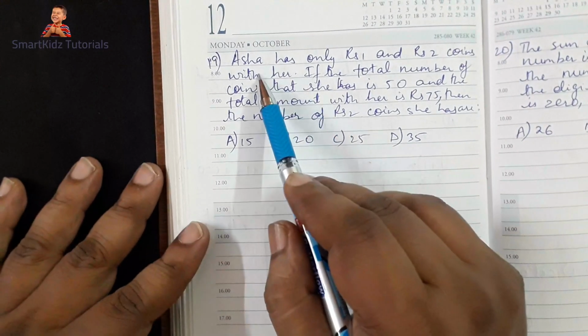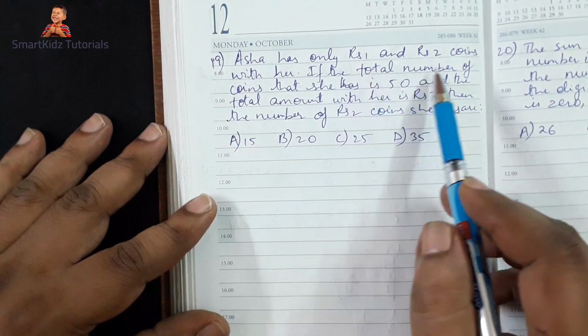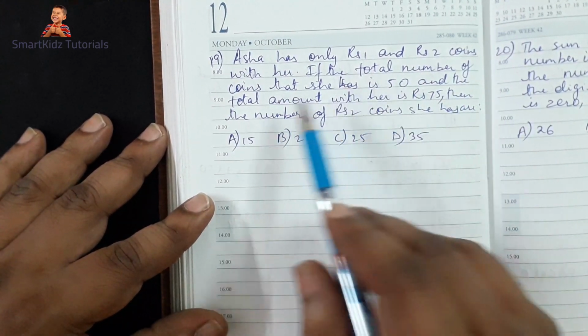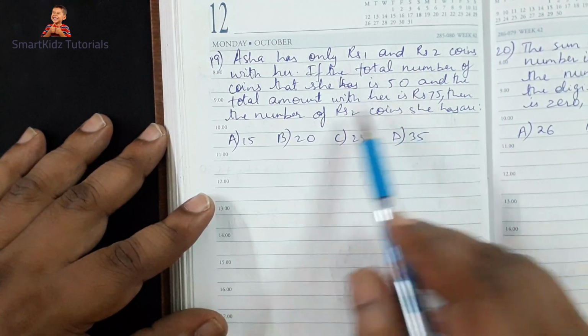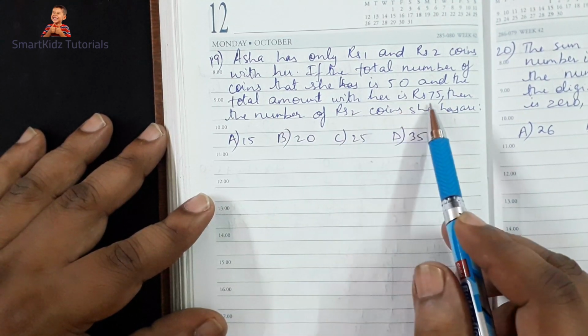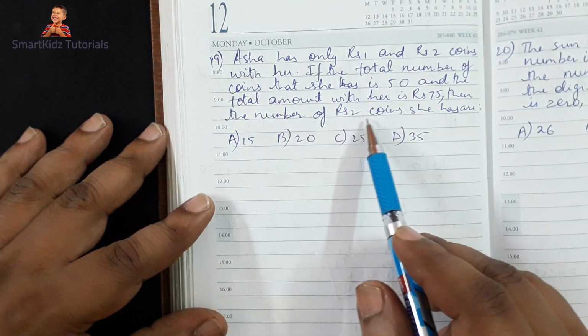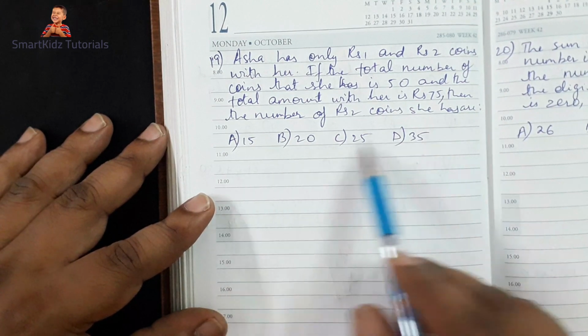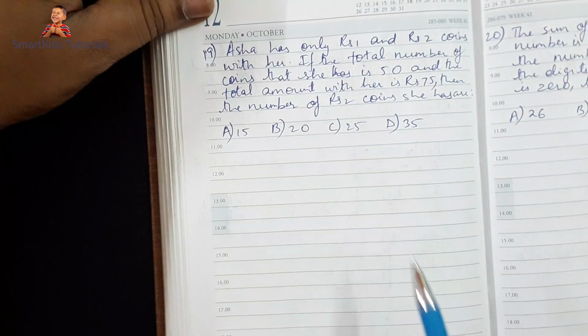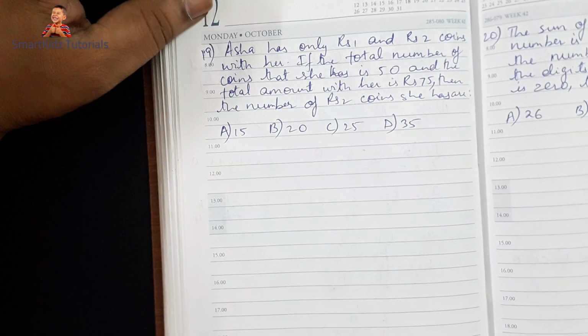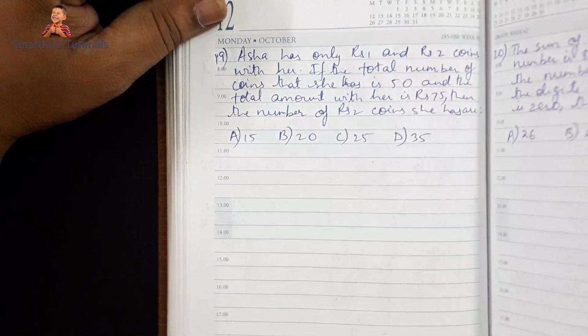Next question. Asha has only rupees 1 and rupees 2 coins with her. If the total number of coins that she has is 50 and the total amount with her is rupees 75, then the number of rupee 2 coins she has is what? Okay, so what we'll do is we'll just write down whatever has been given to us first.